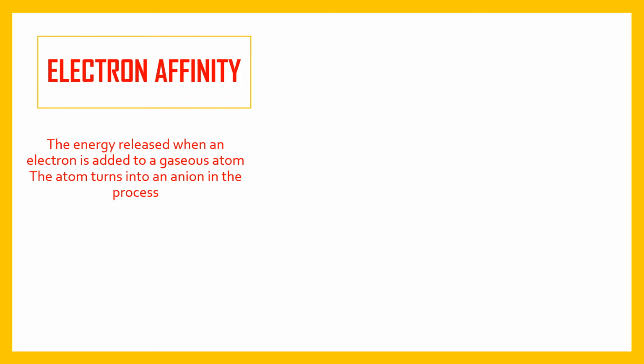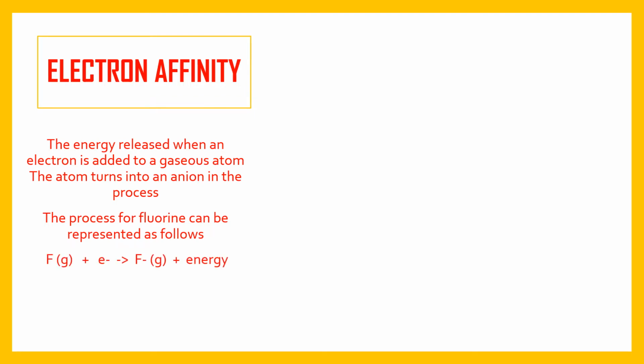Electron affinity is the energy released when an electron is added to a gaseous atom. The atom then turns into an anion in the process, which means it turns into a negative ion. The process for fluorine can be represented as follows. Fluorine plus an electron in the gaseous phase will give you the negative ion of fluorine.